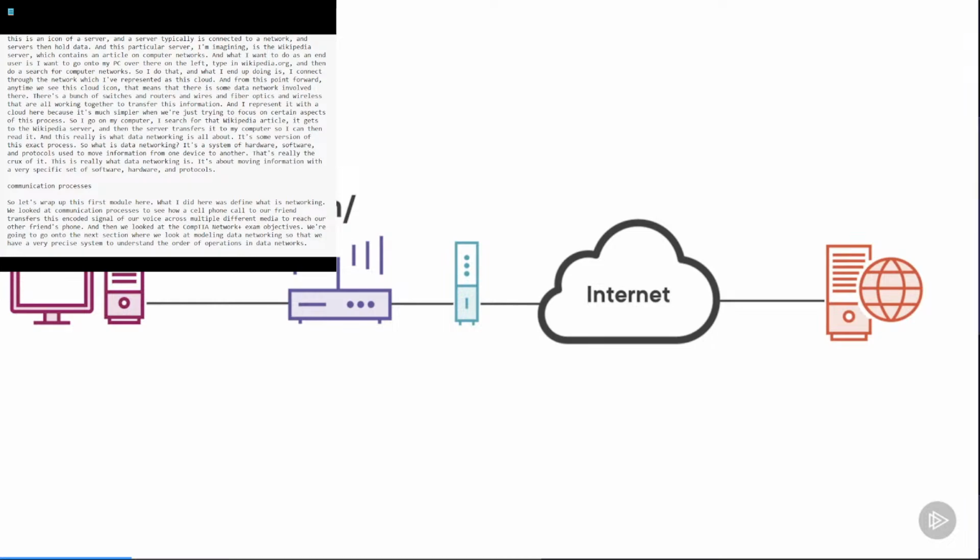So now we have this drawing of our basic network. Remember before I said that cloud represents a bunch of devices and protocols that we don't want to represent individually? And that's exactly what I'm doing here as well.